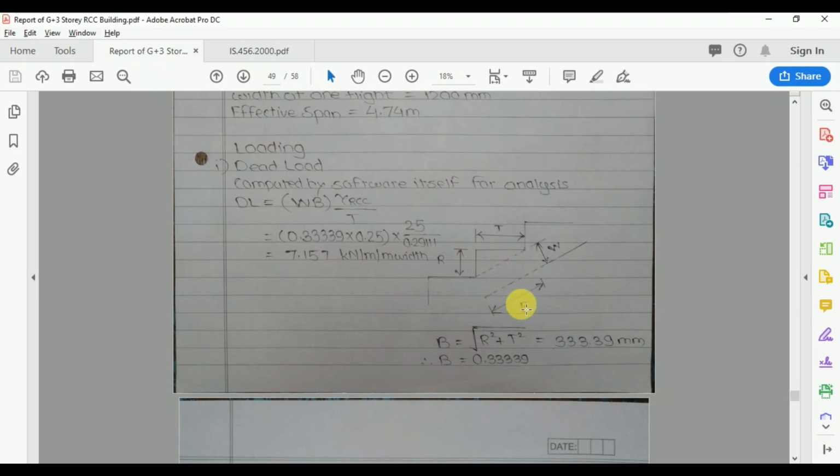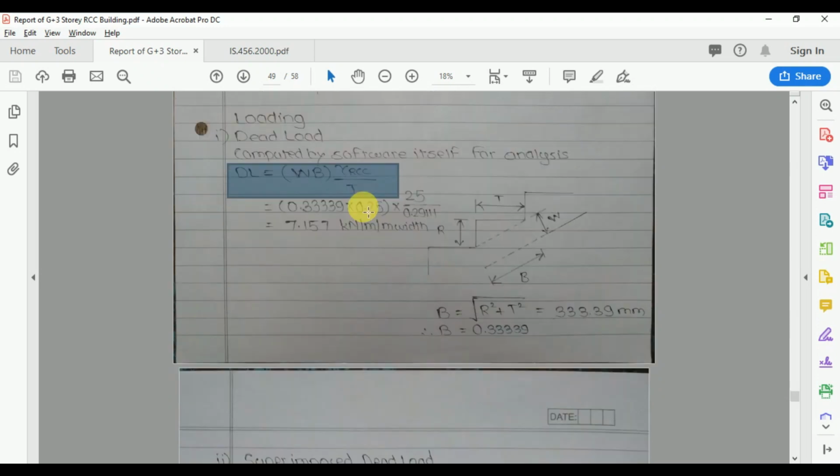Okay, so here the B is nothing but under root R square plus T square. So by inputting the respective value of R and T, we got the value of B as 333.39 mm. That means 0.33339 meter. Hence, by inputting the value in the formula of dead load for the staircase, we got the value for the dead load as 7.157 kilonewton per meter, whereas we consider the unit weight for the RCC as 25 kilonewton per meter cube.